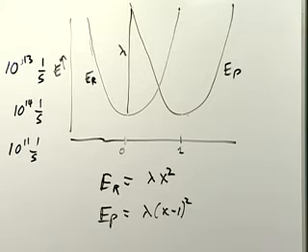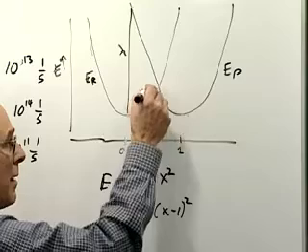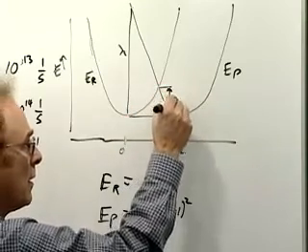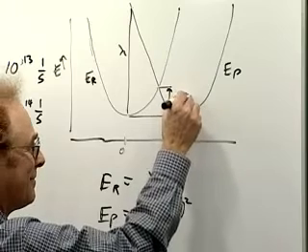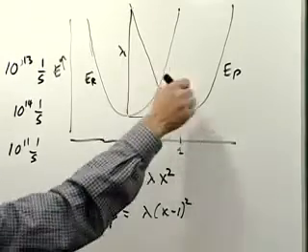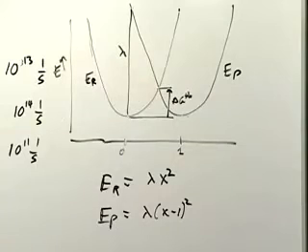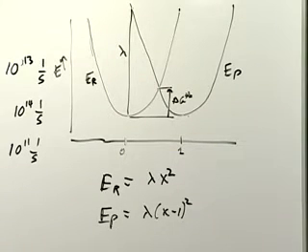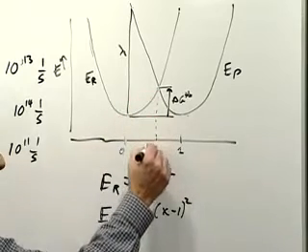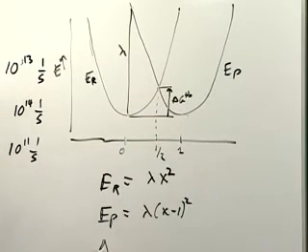Okay, the next thing we want to do is, if this is the thermal barrier, which I'll call delta G star for the reaction. And you see, as long as I've assumed that the two parabolas have the same force constant, this is going to occur at 1/2. And so delta G star is going to be 1/4 lambda.